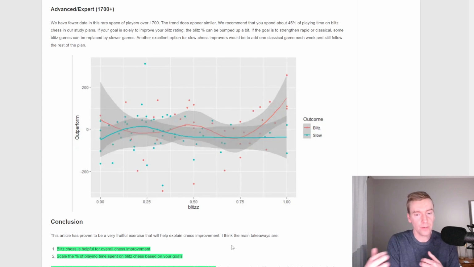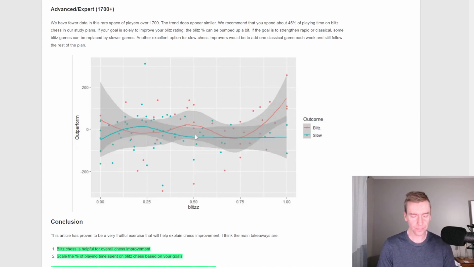Here we recommend somewhere around 45% of the time on blitz in the study plans. You can bump this up or bring it down based on if your goals are fast or slow chess. If your goals are slow chess, maybe you go around the 25% mark. That's probably what I would do if I wanted to improve on slower chess. But if I'm focused on just getting sharp, shaking some rust off, I'm definitely looking to spend 50% of my time on blitz just to really keep those intuitive juices flowing, make sure that I can see things quickly over the board.